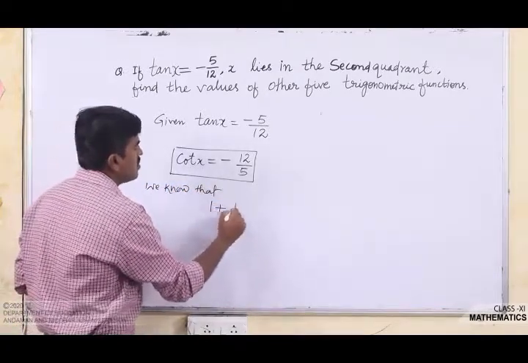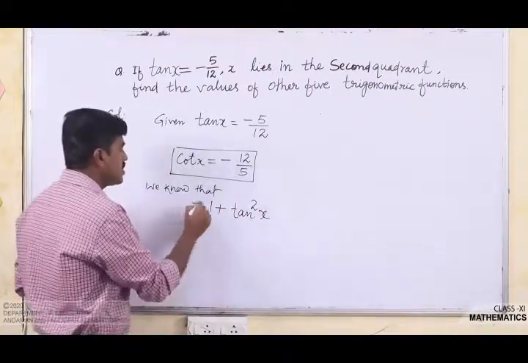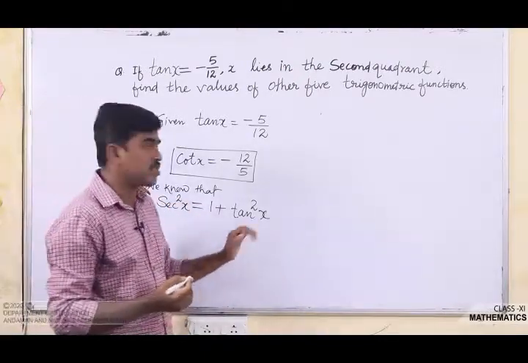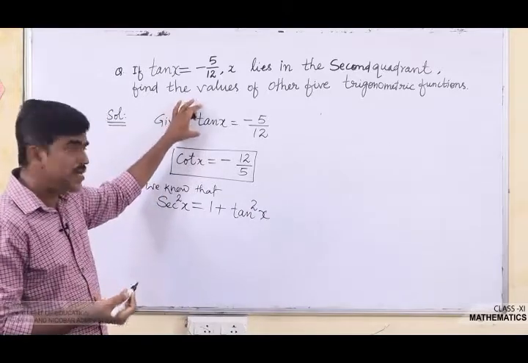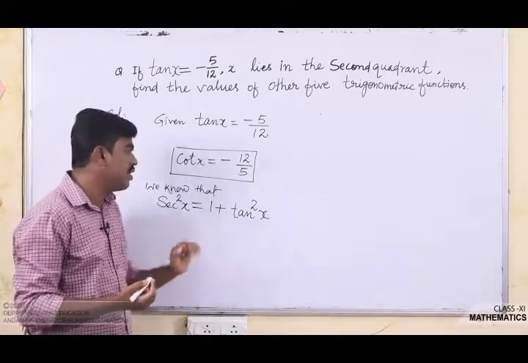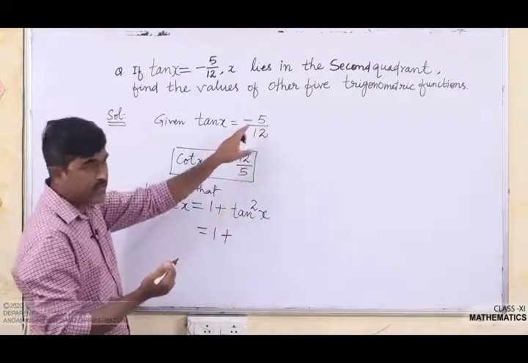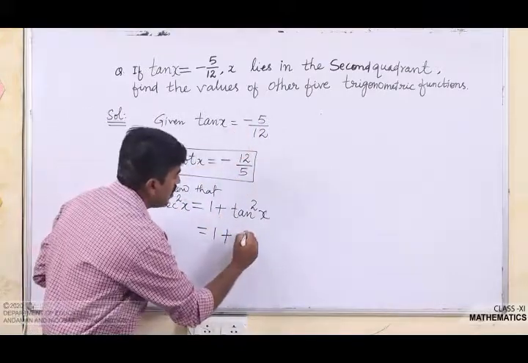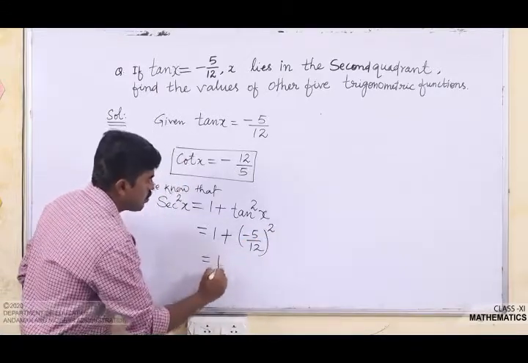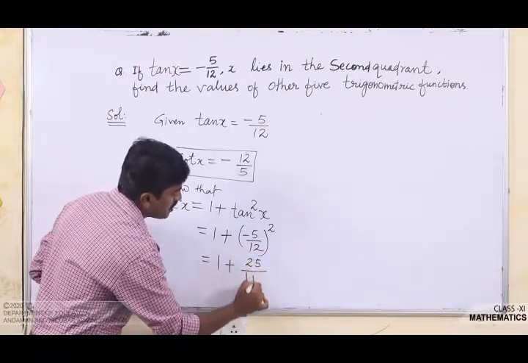Okay. Now we know that 1 plus tan square x is equal to sec square x. So we can write sec square x is equal to 1 plus tan square x. Why? Because the value of tan x is given, that is why I am using this formula. So just put the value of tan x there. The value of tan x is minus 5 divided by 12, so minus 5 by 12 whole square. So it is 1 plus minus 5 square, that is 25, over 144.